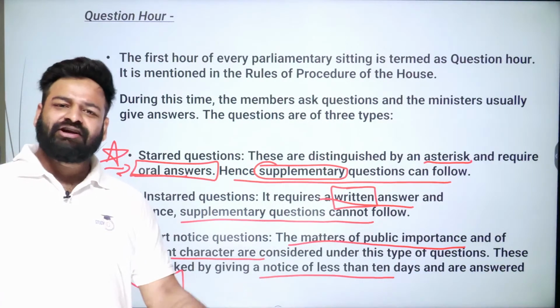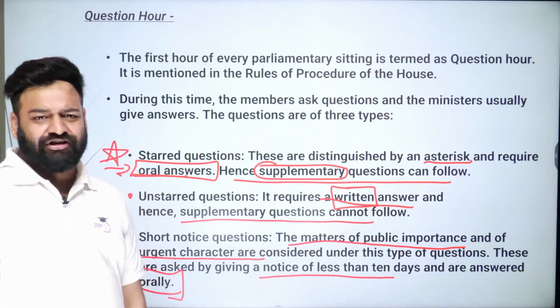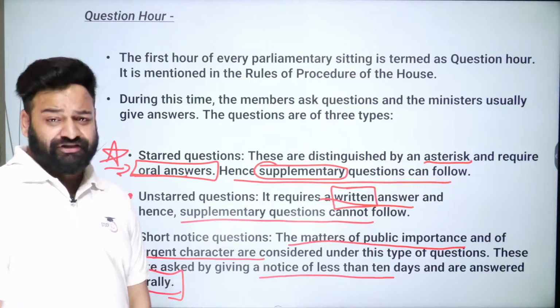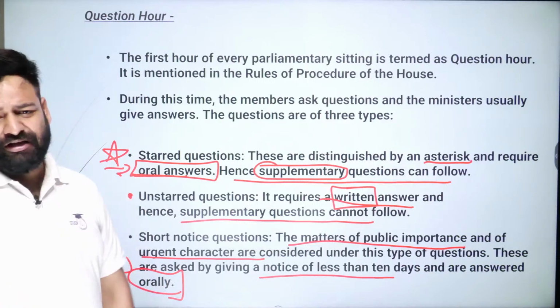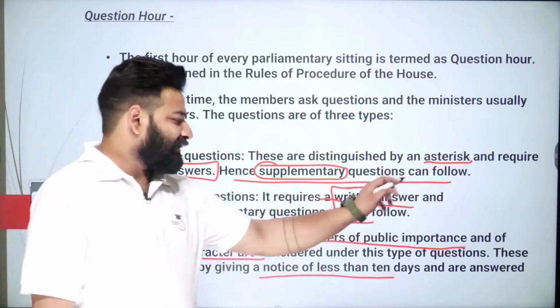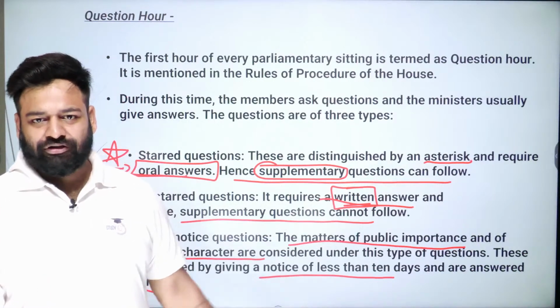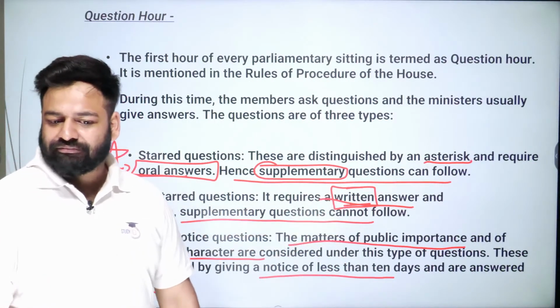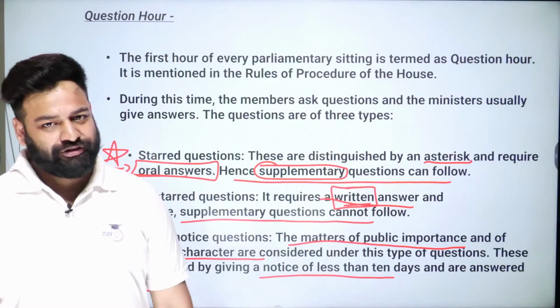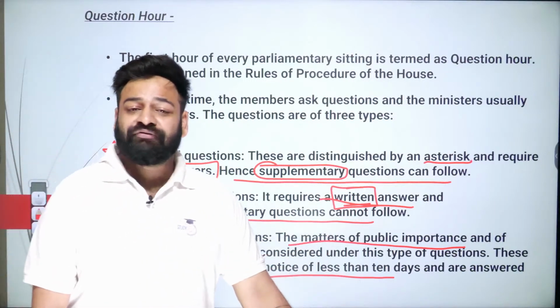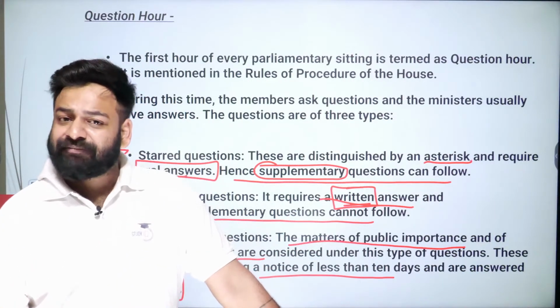Next is the unstarred question, that is, you can ask in general to anyone, not just the star. So to anyone else, if you are asking, you can say, give me in writing, I don't trust you, give me in writing. So this is the unstarred question. Now you're asking in writing, so obviously there will be no scope for supplementary questions.